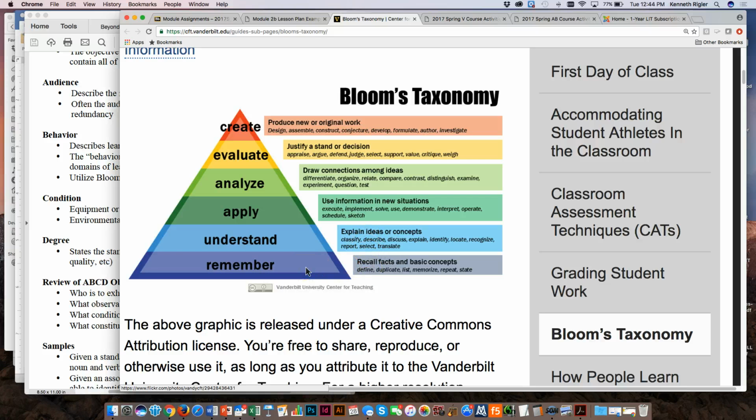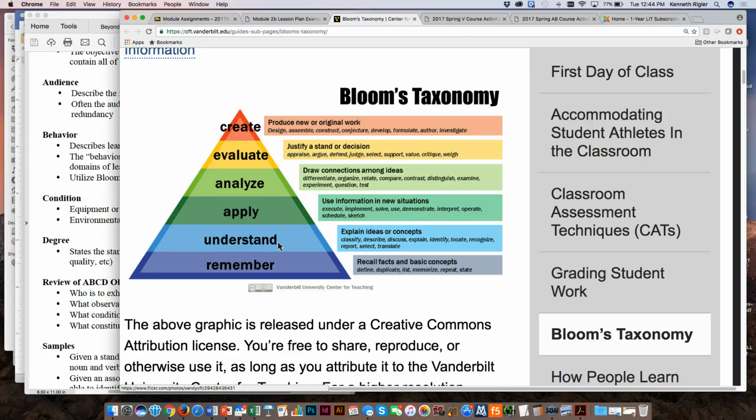So different Bloom's taxonomy verbs that would go along with these would be, for example, to define or list or memorize or classify or describe. These are things that are really recall information. Okay, are those important? Yes. Are they most important? Okay.